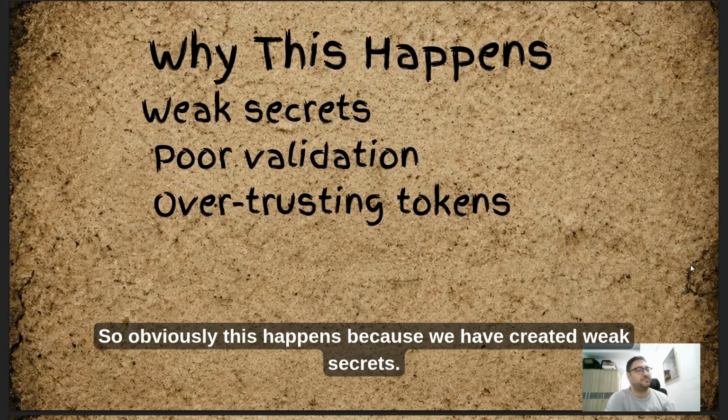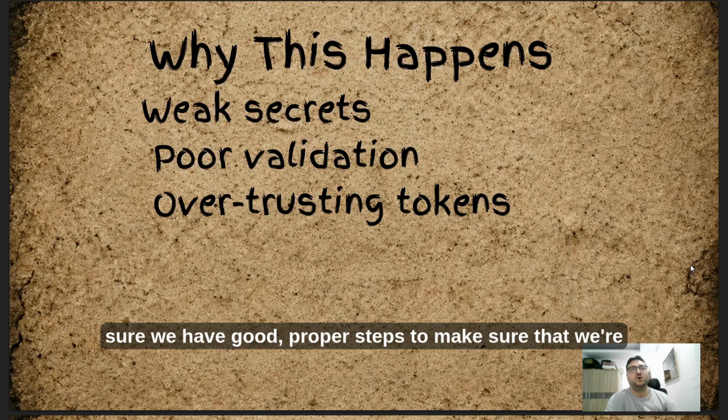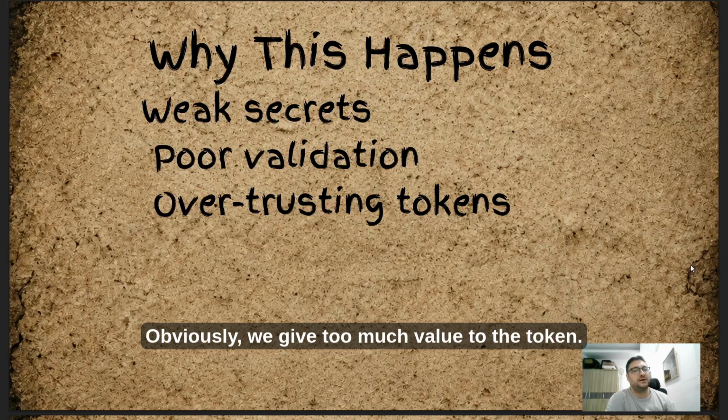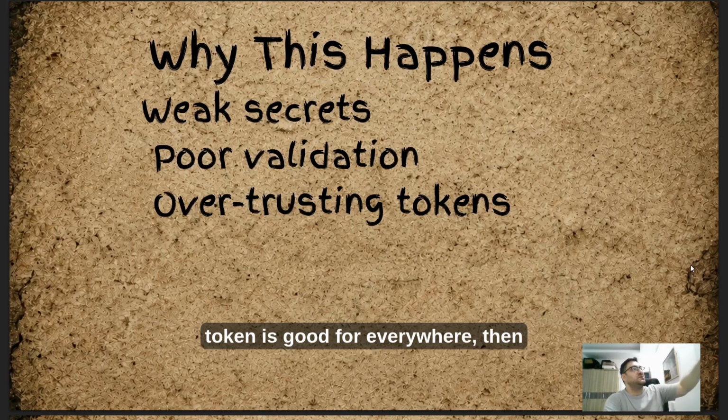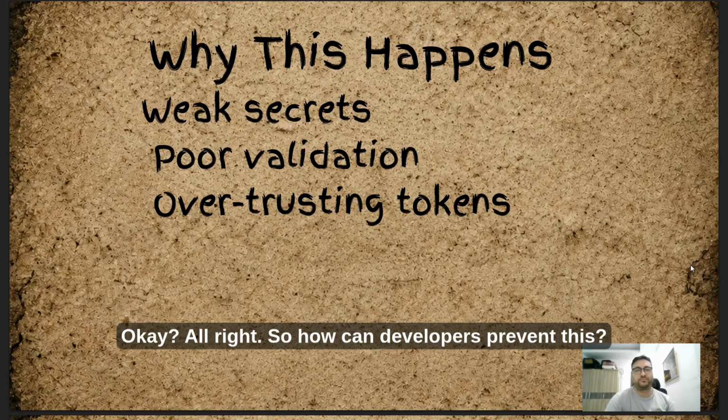All right, so why does this happen? Obviously this happens because we've created weak secrets. We have created poor validation. We didn't really make sure we have good, proper steps to make sure that we're checking the tokens correctly or the cookies correctly. Obviously, we give too much value to the token, right? So if we just sit there and say, okay, this token is good for everywhere, then it can access so much information and it can be really dangerous, okay?